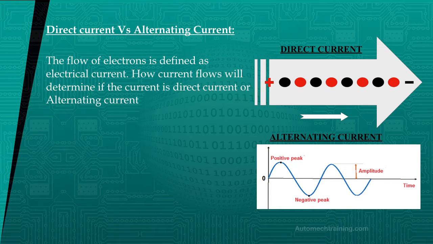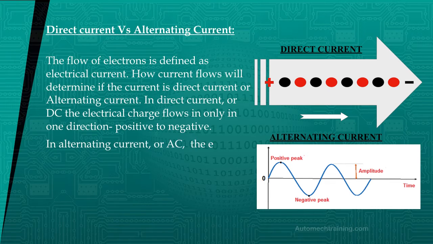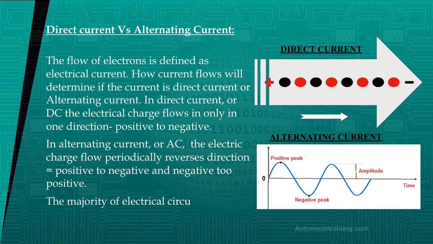In direct current, or DC, the electrical charge flows only in one direction, positive to negative. In alternating current, or AC, the electric charge flow periodically reverses direction, positive to negative and negative to positive. The majority of electrical circuits on the car use DC.